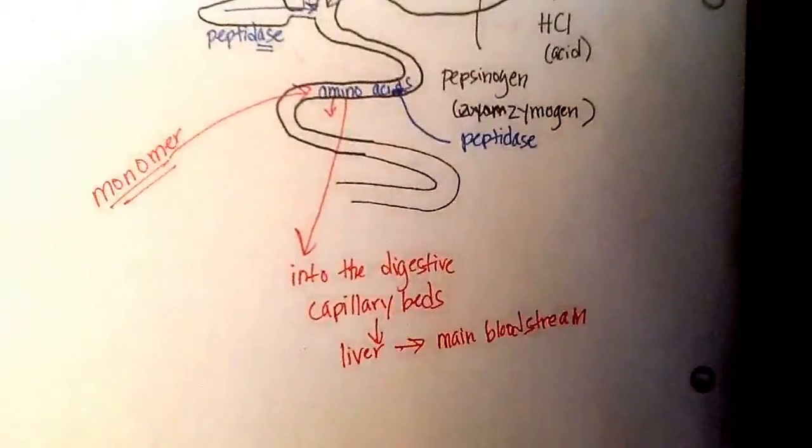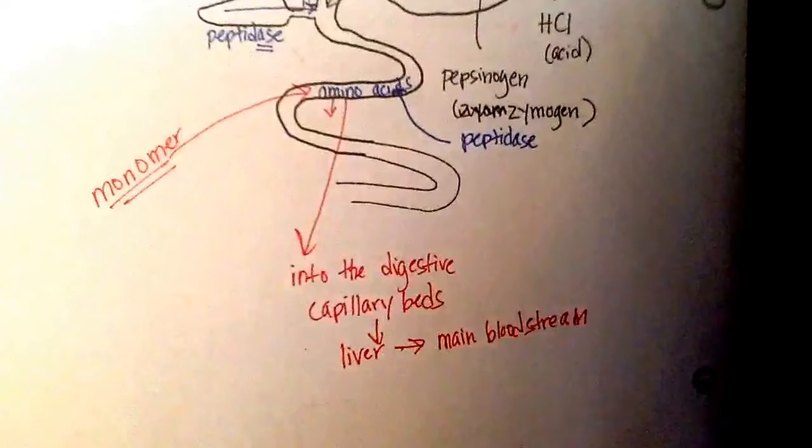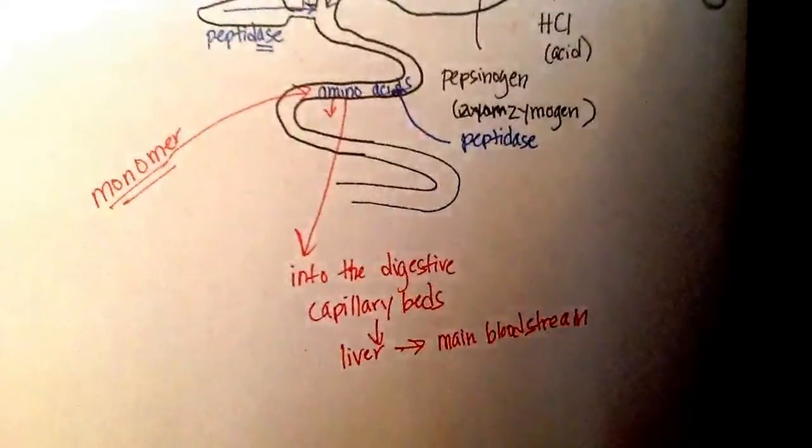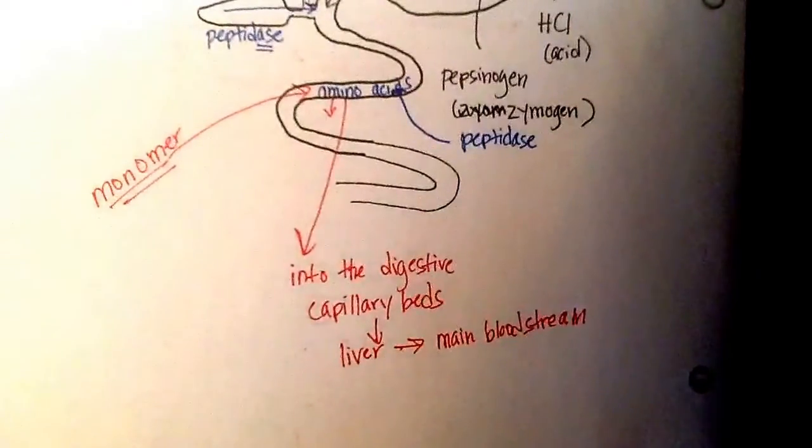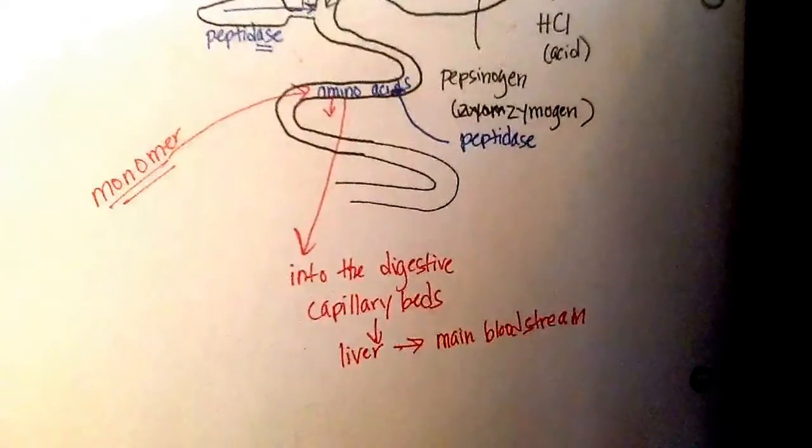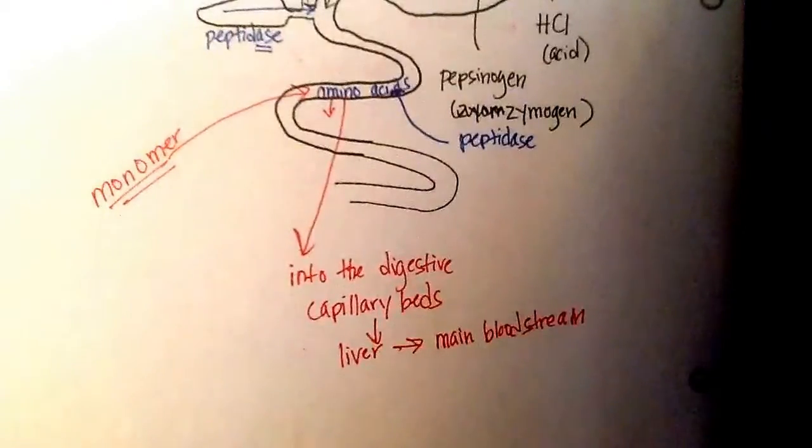So protein digestion is not nearly as complicated as what the carbohydrate digestion was. Relatively straightforward. Start with proteins, use either pepsin or trypsin to break the proteins down into polypeptides, and then the peptidases are going to break those polypeptides down into amino acids, and then the amino acids are going to be absorbed into the capillary beds, which will take it into the bloodstream.